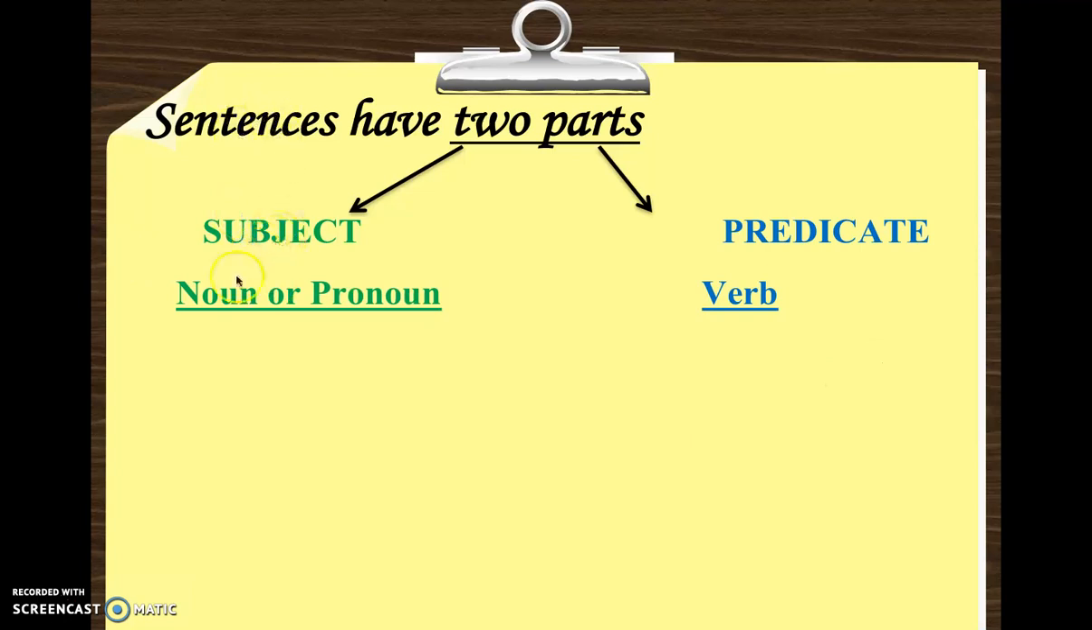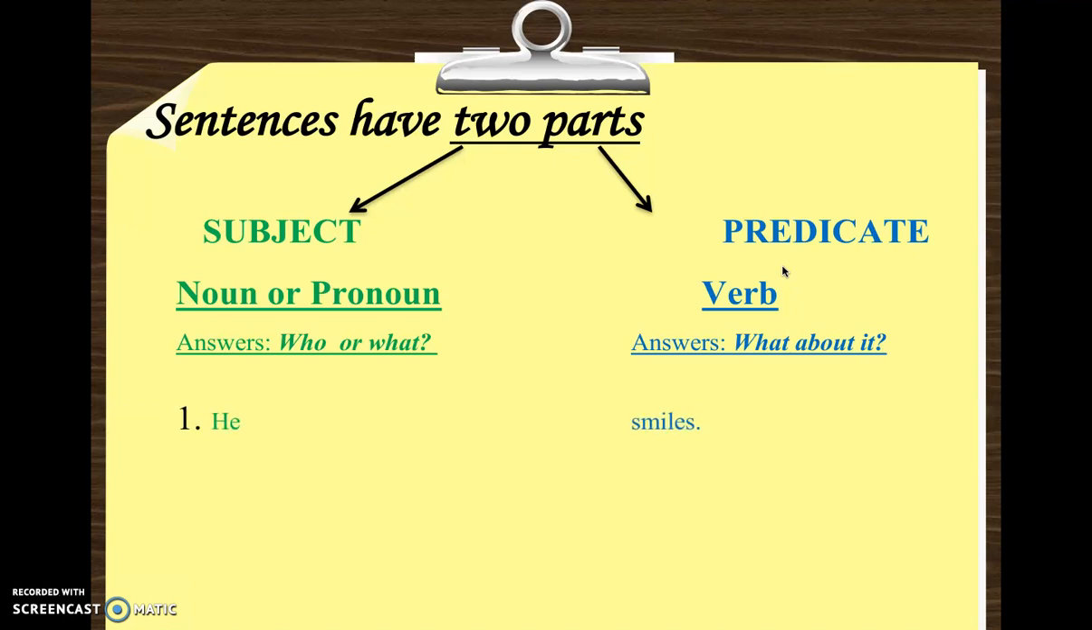The subject is always going to be a noun or a pronoun. The predicate is always going to be a verb. So at its most basic, you have to have two words. So the subject should answer the question who or what did something, and the verb is what was being done, or what state of being is being explained. So he smiles, two words. And so we have our subject and our predicate.